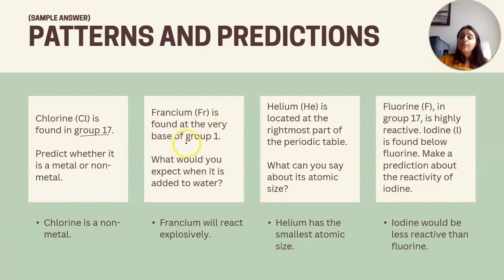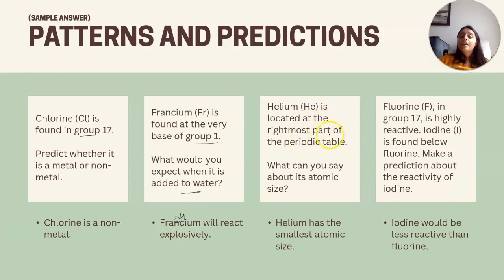Francium is found at the very base of group 1, right? Alkali metal. What would you expect when it is added to water? When it is added to water, francium will react explosively, right? It will form hydroxide ions.